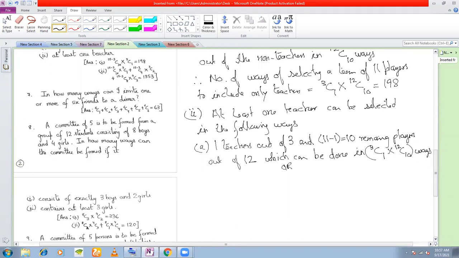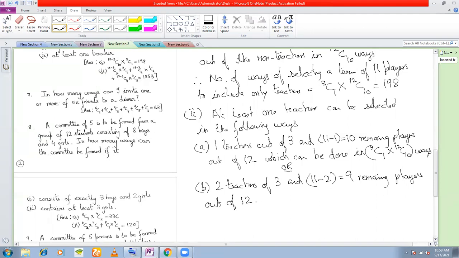Or what is the next option? 2 teachers out of 3, and because you have selected 2 teachers, you have to select a team of 11. 11 minus 2 equal to 9 remaining players out of 12, which can be done in 3C2 into 12C9 ways.